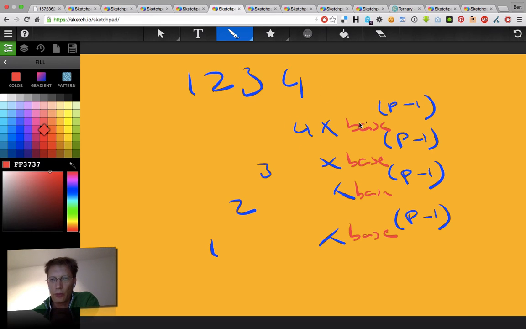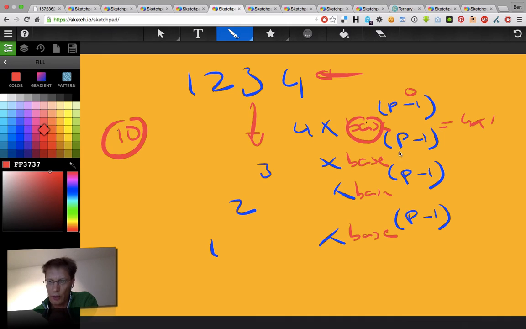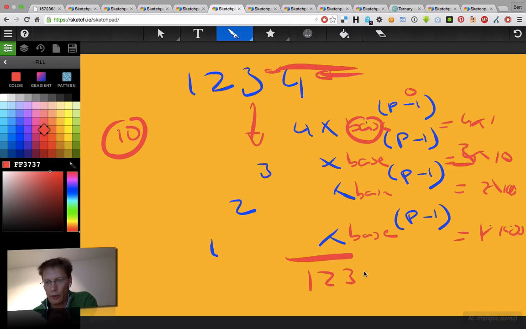1234 is in fact 4 times base to the power of position minus 1, so that's position 1, we knew that. 1 minus 1 is 0, and the base is 10 in this case, so it's 10 to the power of 0 times 4, which is 4 times 1. This is 3 times base 10, so it's 10 to the power of position minus 1, so 3 times 10, and this would be 2 times 100, and this would be 1 times 1000, right? So we still got 1234.